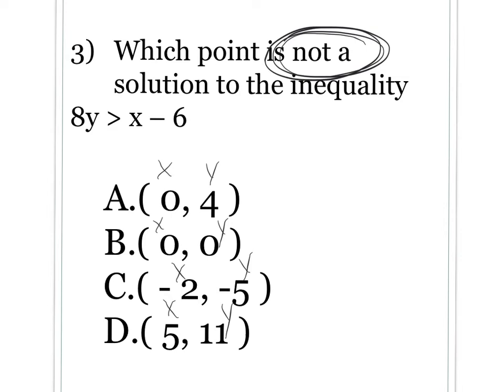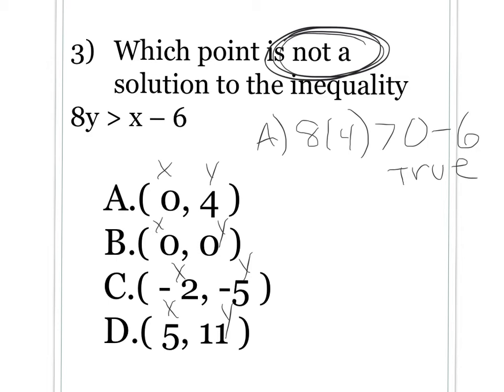Okay, so I'm going to plug in A. So for A, and this is what you need to write down, is 8 times 4 greater than 0 minus 6. So when you put this on your calculator, it should say true or false. If you forget how to put the inequality in your calculator, you're going to press Control and the equal sign. If you don't know what I'm talking about, then wait till I show this in class again. So your calculator should say true.